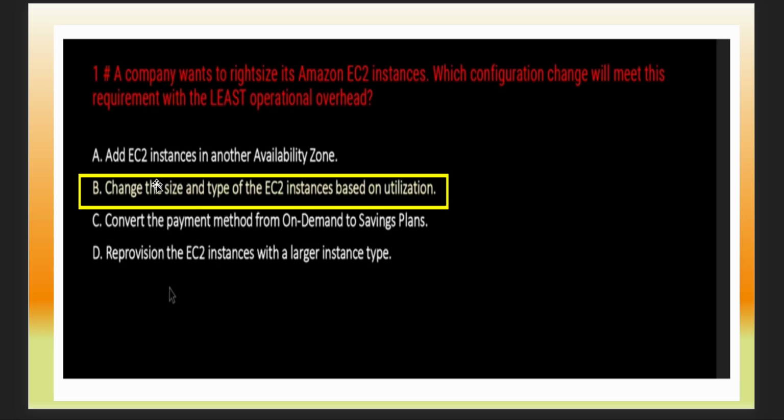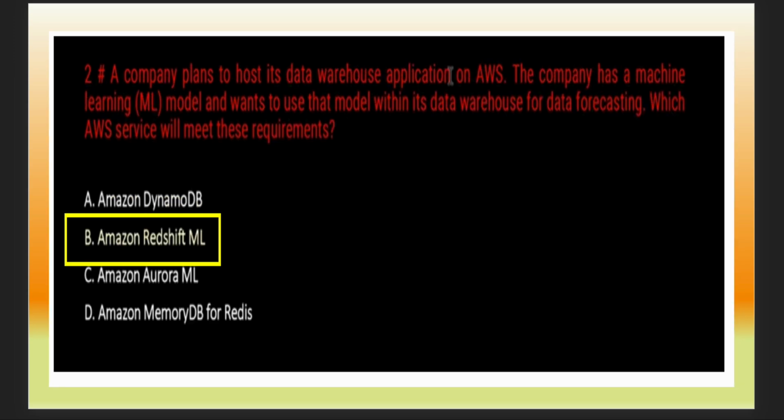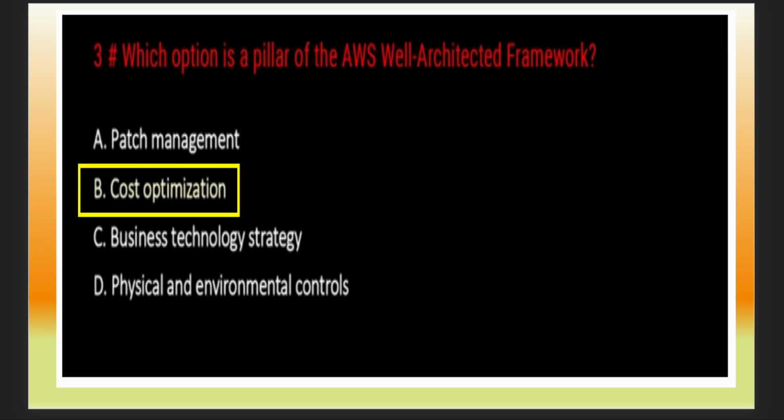Again, let's revise. The company wants to right size its Amazon EC2, with the least operational overhead. The answer is change the size and type of the EC2 instances based on the utilization. The next one: a company plans to host its data warehouse and also uses machine learning for data forecasting. The answer is Amazon Redshift ML. Next, which option is the pillar of the AWS Well-Architected Framework? The answer is cost optimization.